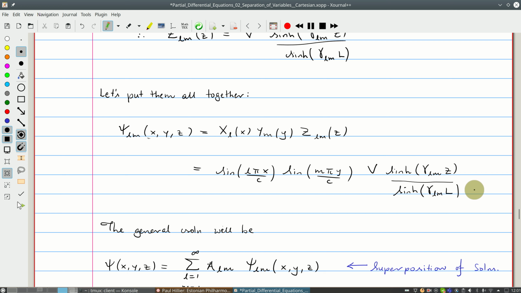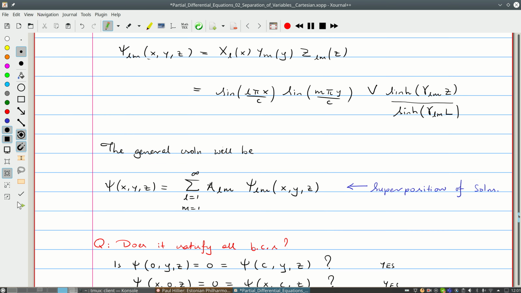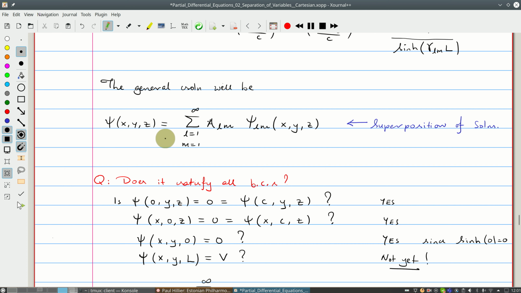Great. So this is true for a particular choice of l and m. Of course, there are an infinite number of these l's and m's. So the general solution will be a linear combination. It's going to be a sum, l goes from 1 to infinity, it's a double sum actually, m goes from 1 to infinity, of A lm, where A is an unknown constant, times each of these psi lm's. So we have a superposition of solutions.